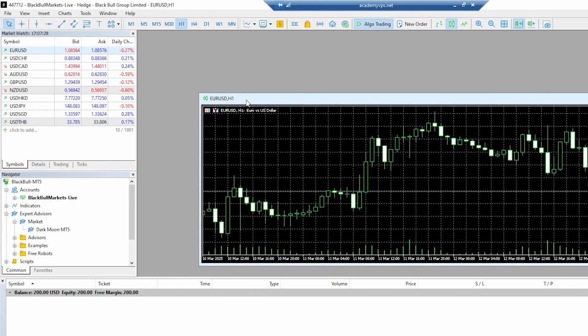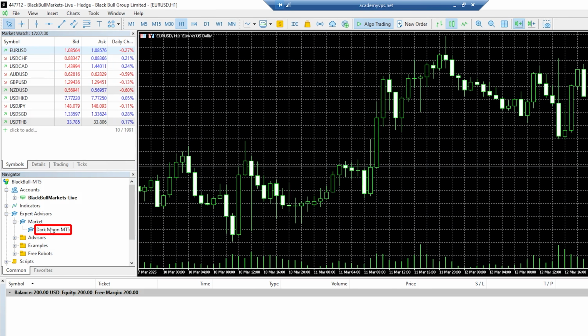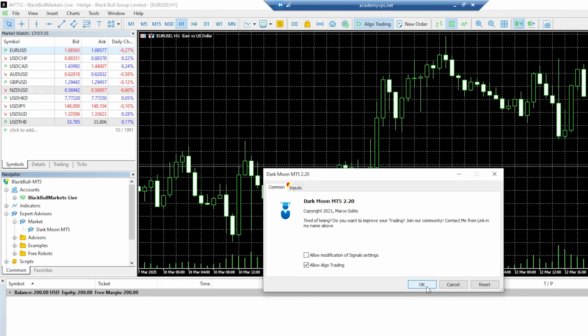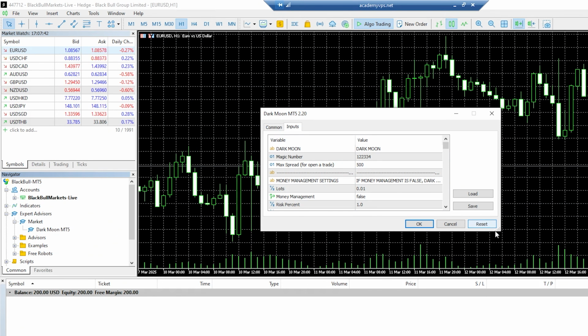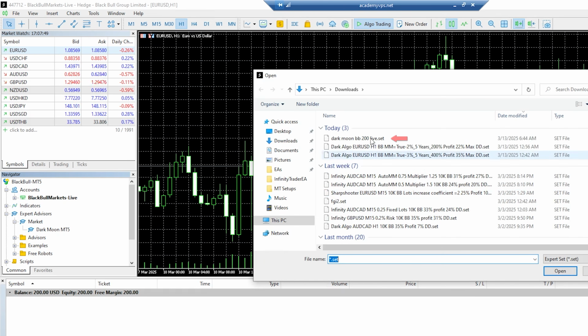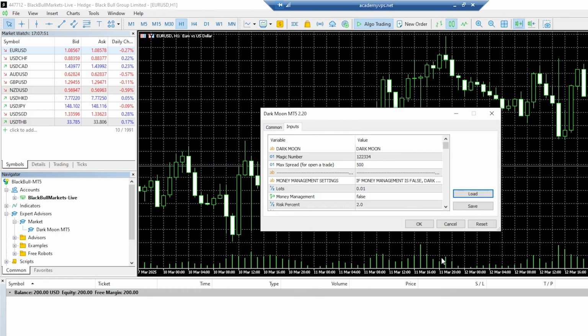It is on H1, so we're already on the right time frame. The next thing I'm going to do is drag the EA onto there and click on the inputs. Now I want to use the same inputs that I was using on my demo account. So I'm going to click on load, and I have saved it. Here it is. And by the way, guys, I will include this set file in the download.